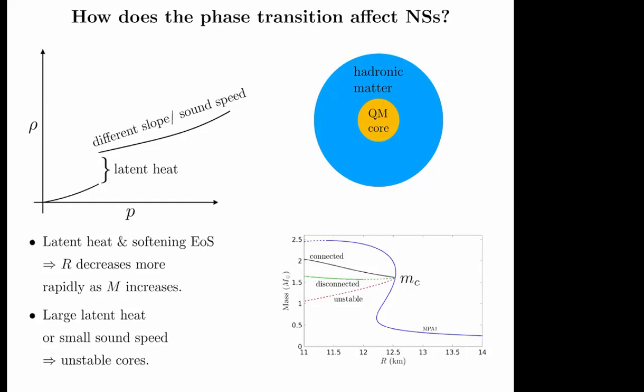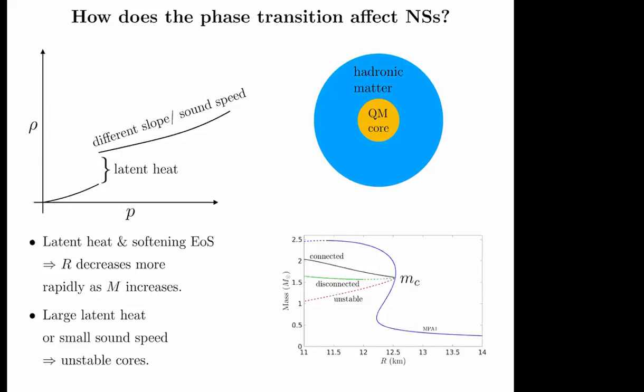neutron star mass, I'll call it MC, the critical mass, that'll correspond to a critical pressure in the core, in the interior, the very center of the star. At that point, you'll start nucleating quark matter. And because there's a latent heat, and because the speed of sound is probably less than that in nuclear matter, what generally happens is that R, the radius of the neutron star, must decrease more rapidly as M increases, okay? So you have this sort of kink that develops in the MR curves.